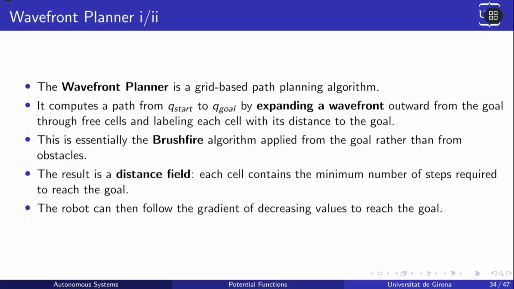The result will contain the minimum number of steps to reach the goal. This is the result of the algorithm, and this is what can be seen as a potential function. And therefore, we can apply, if you want, the same gradient descent that we have seen before, and it will work.